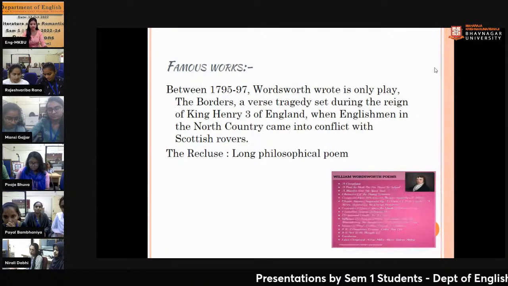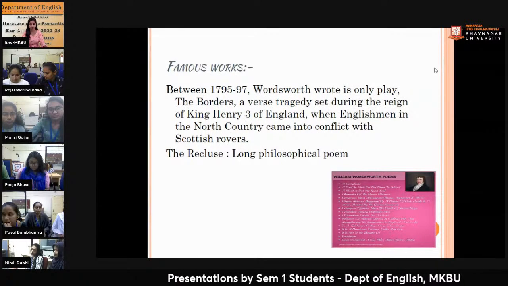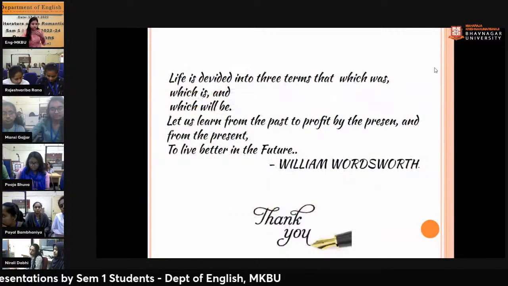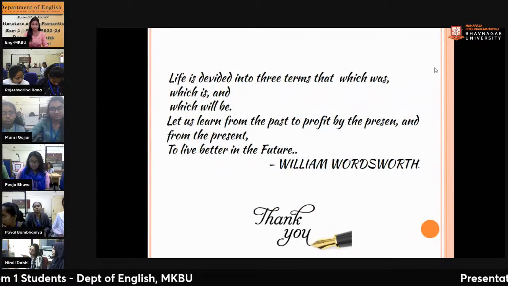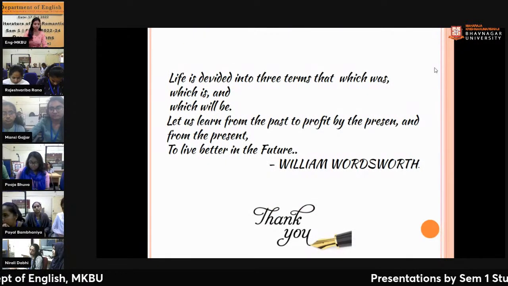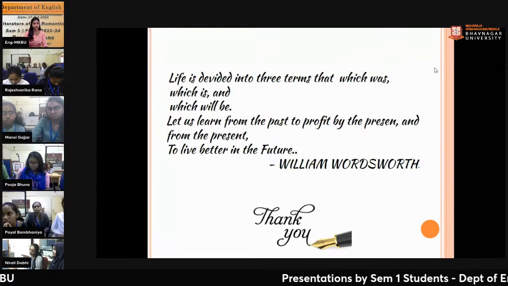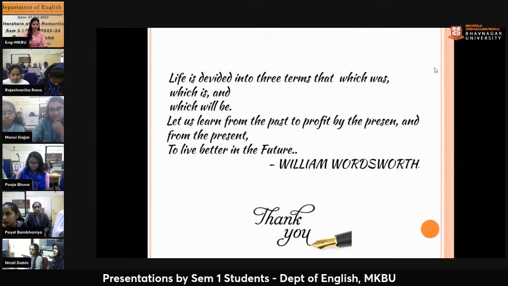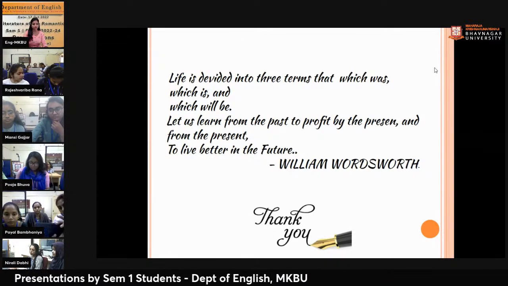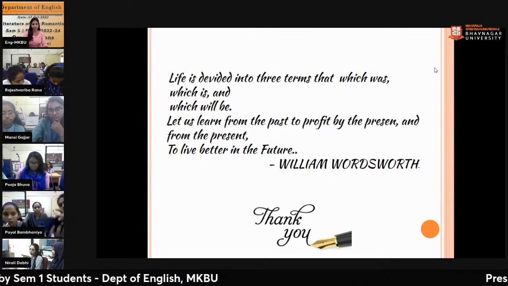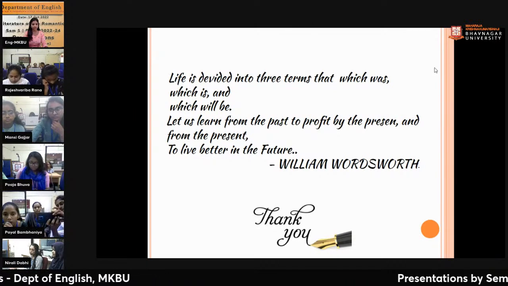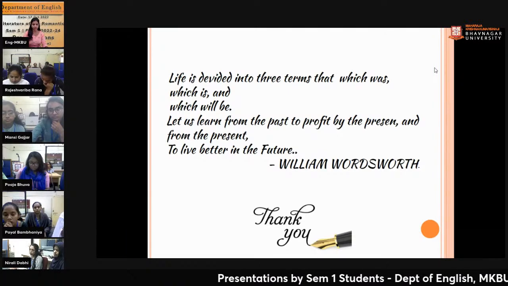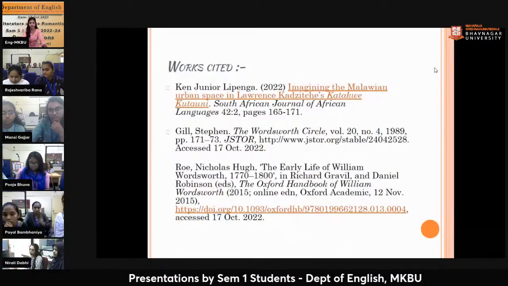Here is an image of William Wordsworth's most famous poem. William Wordsworth's most famous quote is, "Life is divided into three terms: that which was, which is, and which will be. Let us learn from the past to profit by the present, and from the present to live better in the future." Here is my work cited.